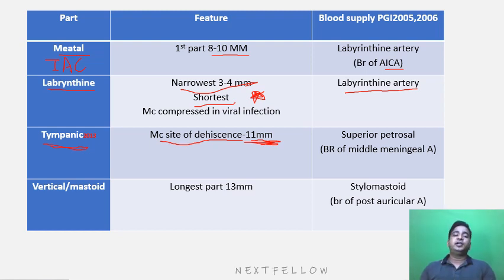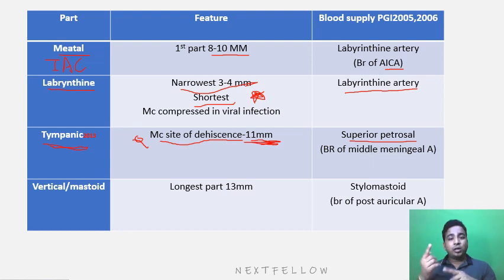So it is the most common site of dehiscence. Again, from an examination point of view, it is important, asked in previous years. Now, this tympanic part is supplied by the superior petrosal artery, which is a branch of the middle meningeal artery. We know the middle meningeal artery gives blood supply to the middle ear.